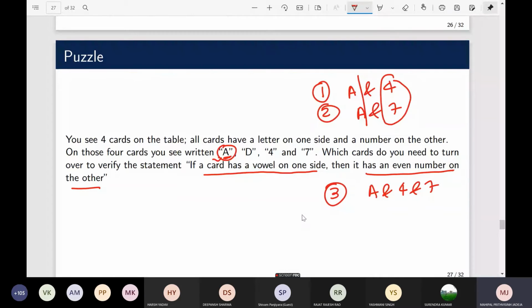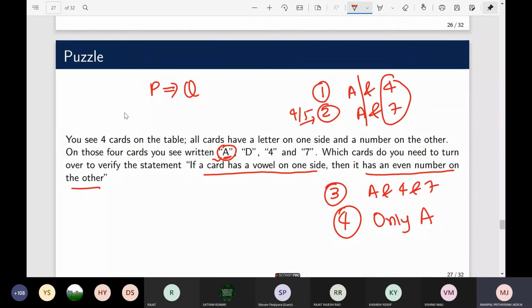In order to solve this particular puzzle, this knowledge is important. What do you mean by P implies Q? Sir, only A. Only A. Okay, so one more option is only A.